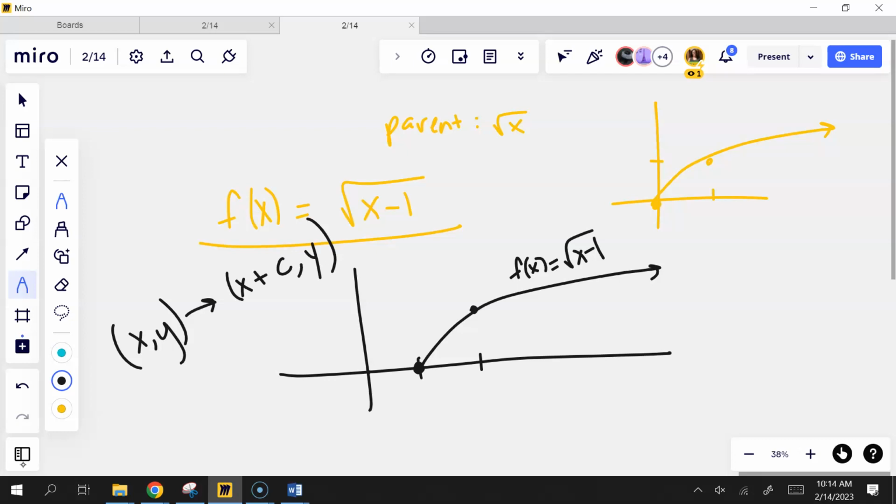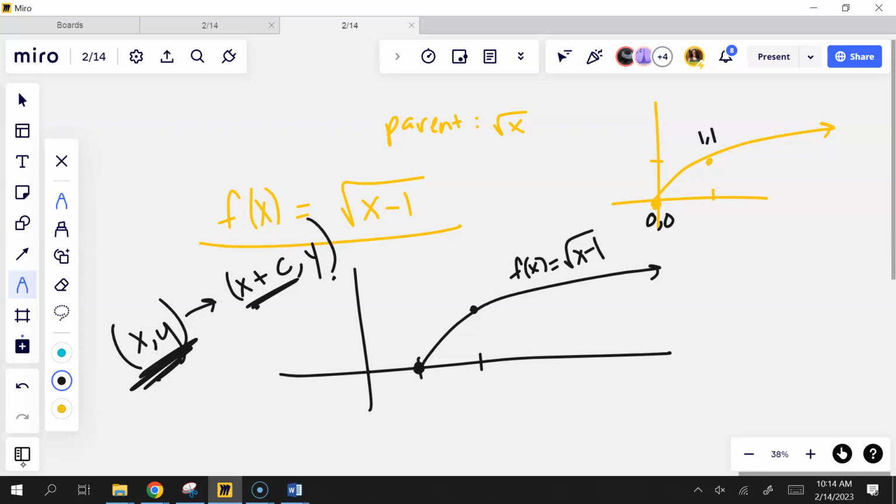That means every point on the parent graph, this point was 0, 0. This point was 1, 1. It says take that point, add the C value to X, but keep Y the same. And I know that it seems like I'm way overcomplicating this, but you need to understand the way these little cheat codes work, because when we get to dilations, it's going to be difficult.